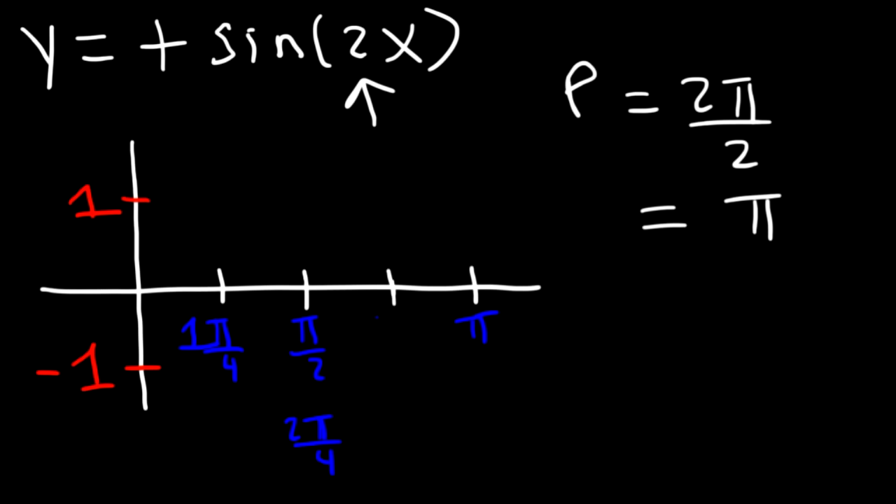The third point is 3 pi over 4. And the last one is 4 pi over 4, which reduces to pi. Once you get the first point, you can simply count it to find the rest. To get the third point, just multiply the first point by 3. So those are just some things to know.